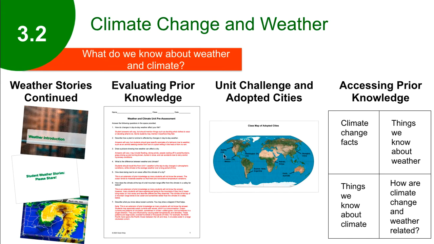Next, students participate in a discussion centered around the unit challenge to create a story warning family and friends about potential weather and climate extremes. Students view the adopted cities map visual, and they learn that they need to pick 3 adopted cities from a set of criteria. Finally, students will work in groups to brainstorm their prior knowledge about 4 different prompts.